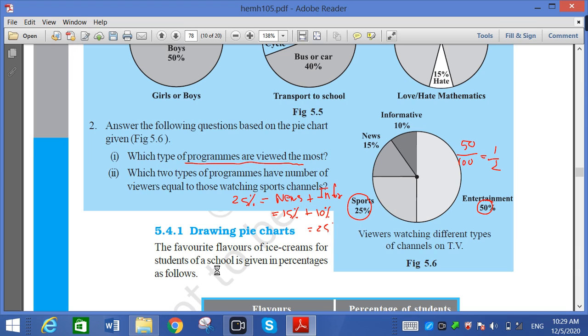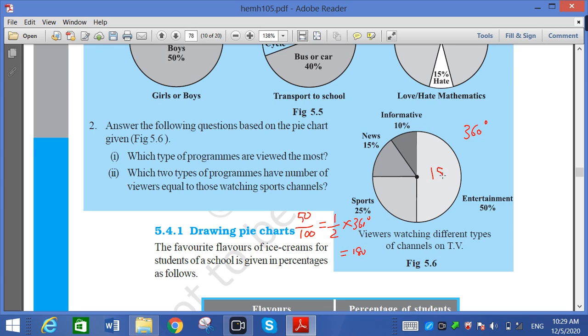Now we have to understand how we can draw the pie chart. So before that we know that in a circle 360 degree is there. If I want to convert entertainment into degree, then what do I have to do? Because here it is 50%. So 50 upon 100, that is 1 by 2. So 1 by 2 into 360, we get 180 degree. So here entertainment is equal to 180 degree.